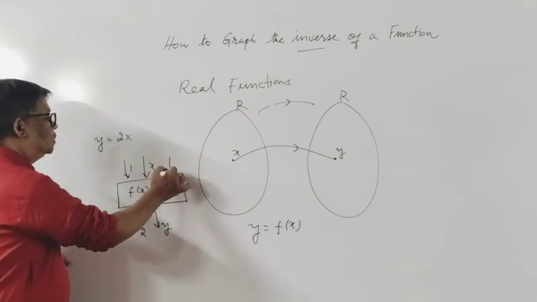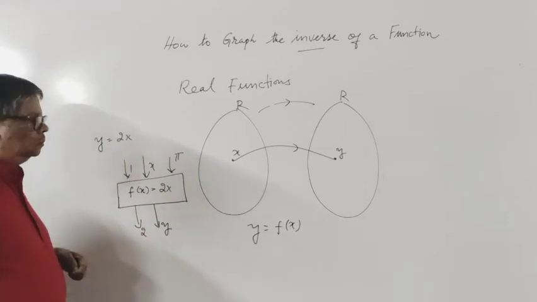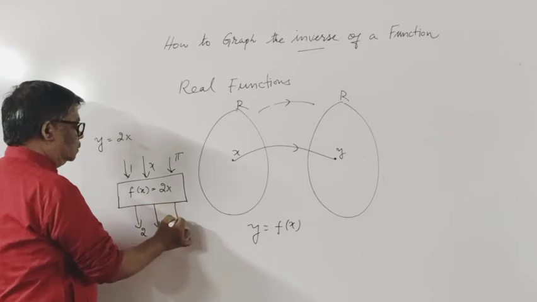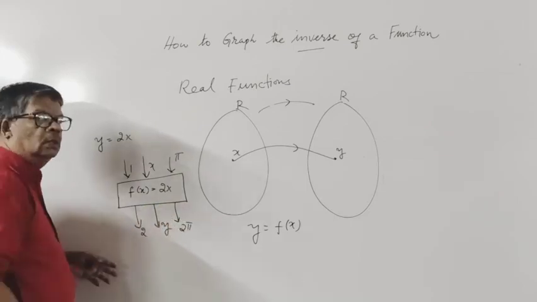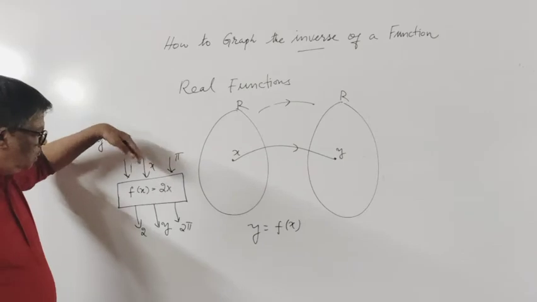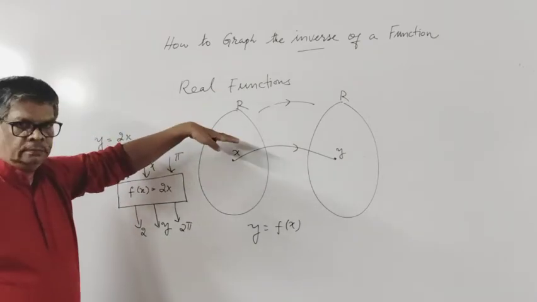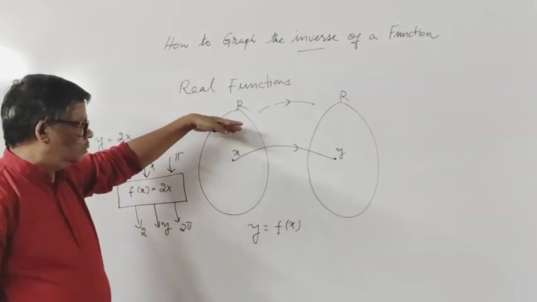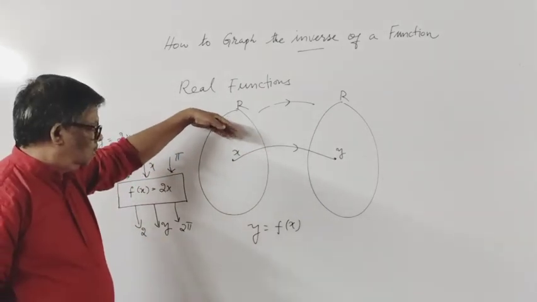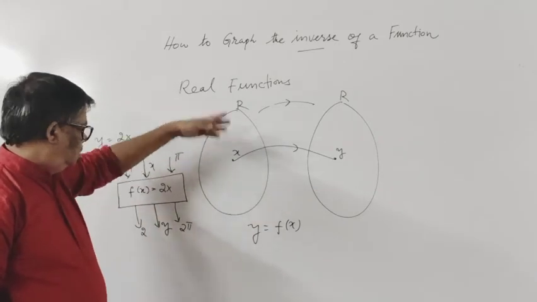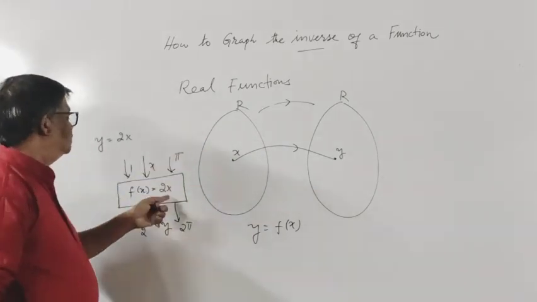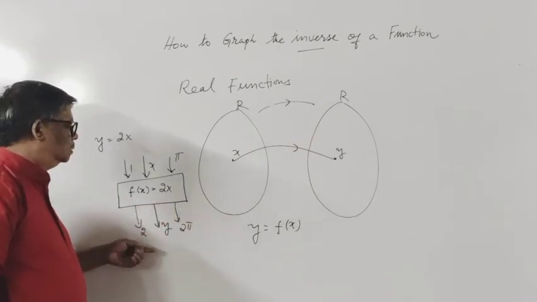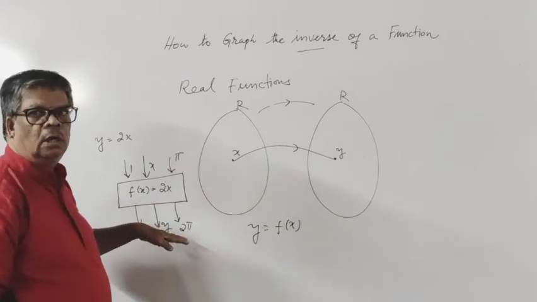Suppose you put a real number, say pi. According to this rule, 2 multiplied by pi you will get 2 pi. So 2 pi will be the output. In this manner you can put any real number belonging to this set. This can be the whole set of real numbers or a subset of real numbers, no problem. All the elements here can be substituted here and accordingly you get a real number as the output.